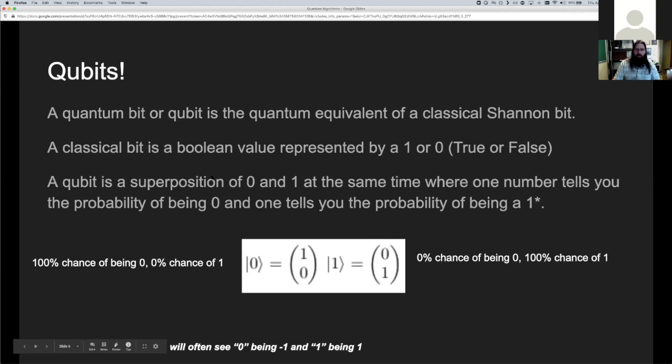And then a little bit about qubits here, just to kind of go over it. It's a quantum bit, or the quantum equivalent of a classical Shannon bit, which goes way back to Shannon and information theory, who was a founding father, so to speak, of digital circuitry. A classical bit is 1 or 0, true or false. A qubit can be 0 and 1 at the same time, with one number being the probability of 0, and the other telling you the probability of being 1.